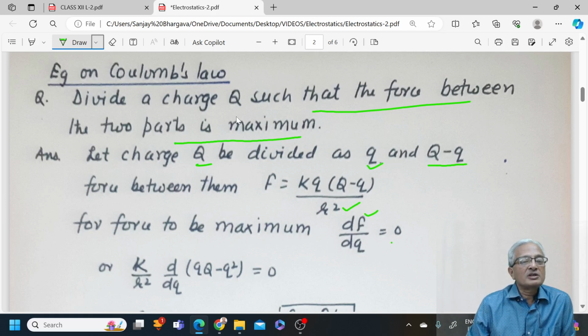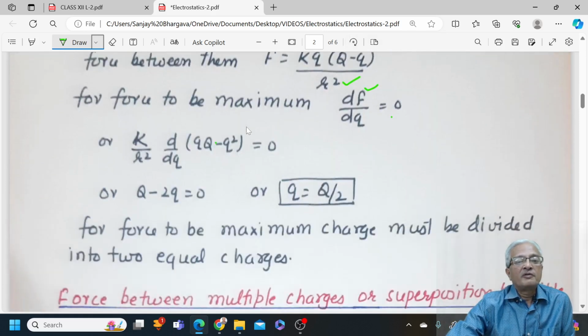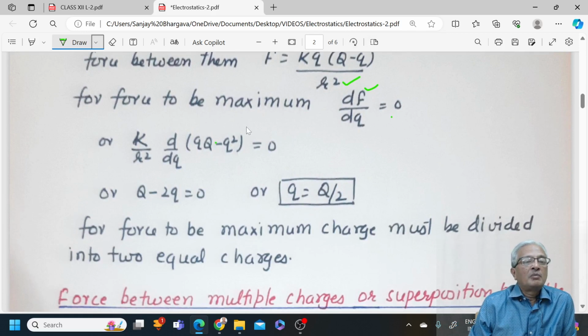k upon r square is constant, so d by dq of (qQ minus q square) would be equal to 0, which gives me the differentiation as Q minus 2q must be equal to 0, or q must be equal to Q by 2. So when will the force between the divided charges be maximum? When the charges are divided equally into 2. So we write, force is maximum when charge is divided into 2 equal parts.